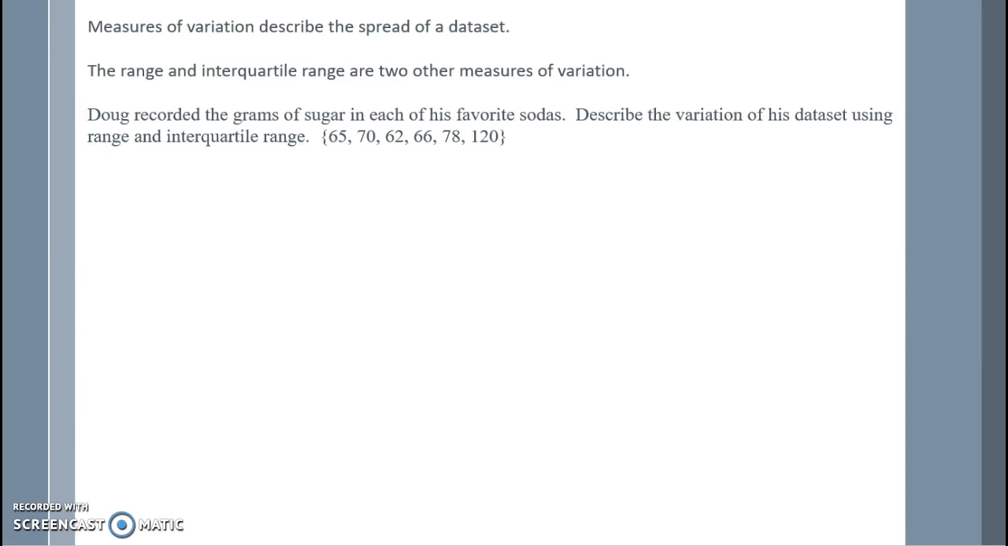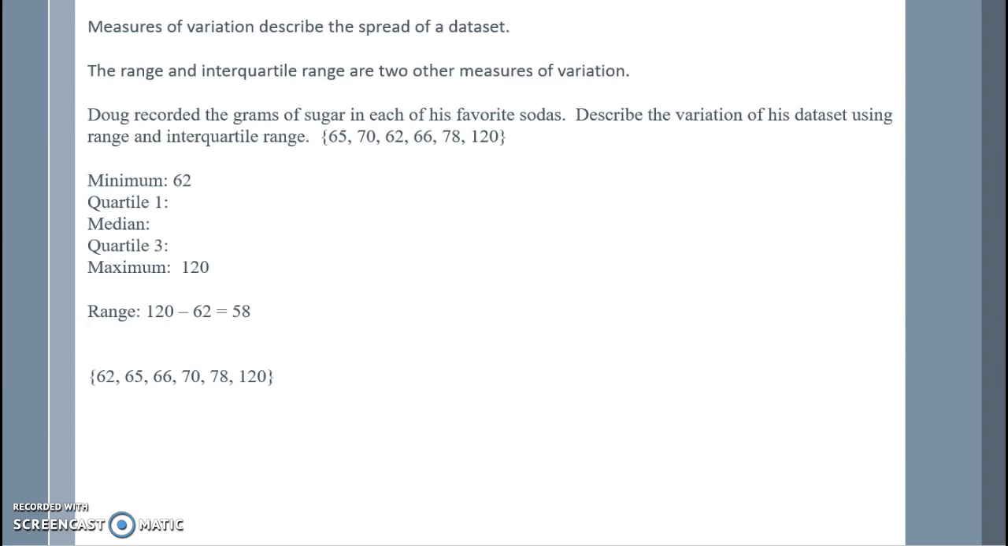Doug recorded the grams of sugar in each of his favorite sodas. Describe the variation of his data set using range and interquartile range. So we know we need the minimum, the first quartile, the median, quartile 3, and the maximum. Putting our data set in order, I see that the minimum is 62 and the maximum is 120. Subtracting the 2 gives me a range of 58.